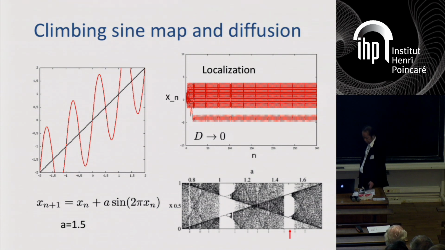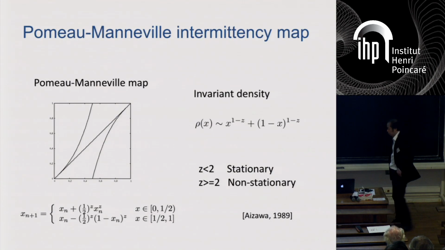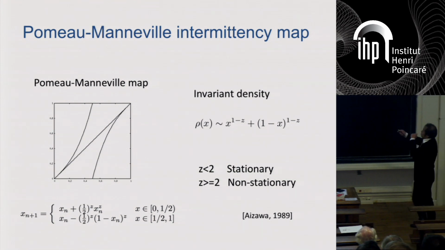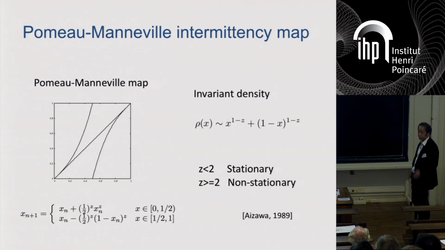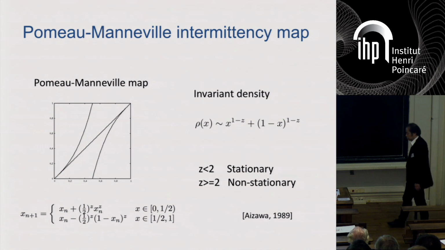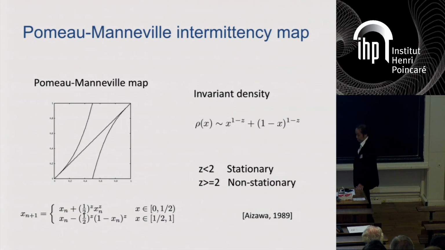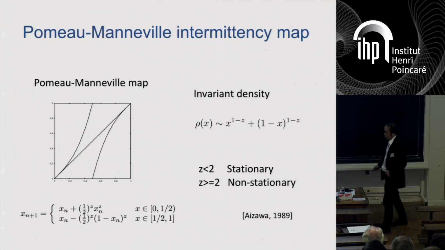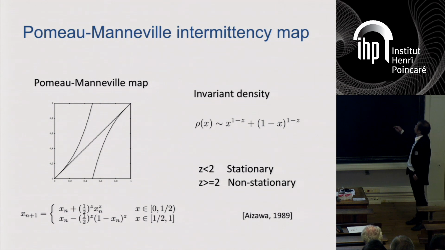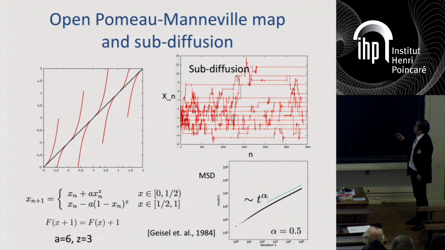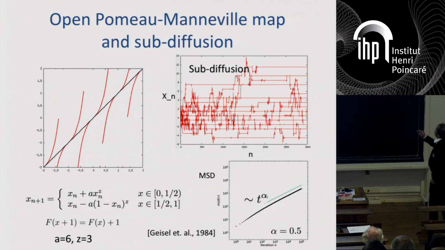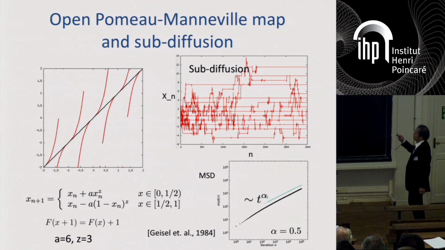Right, and then the onset of bifurcations, we could use this Pomeau-Manneville map, originally from fluid flow turbulence. And it shows non-stationary behavior. If in this model Z is more than 2, you have a non-normalizable invariant density, and then we construct the spatially extended map. Then we have sub-diffusive dynamics, slow diffusion.